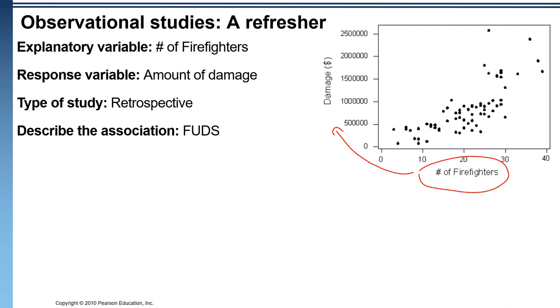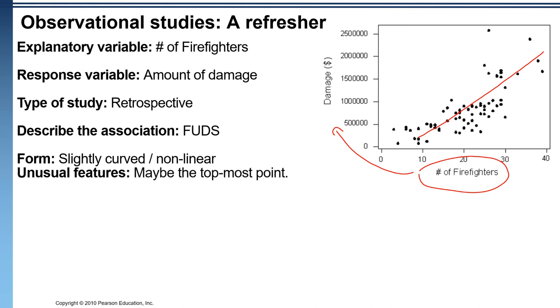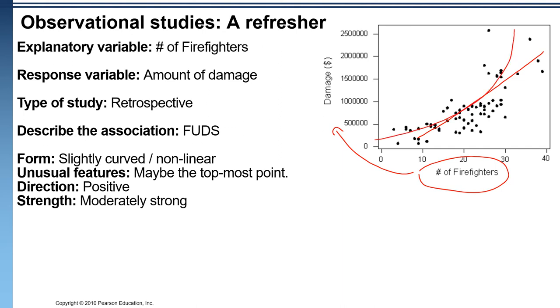If we're asked to describe this association, anytime we're describing a scatter plot, we use FUDS. That stands for form, unusual features, direction, and strength. Form: it's probably slightly curved here, okay, non-linear, although we might be able to straighten it a little bit by eliminating a point up there. We'd really want to look at the residual plot to make a final decision on that. Unusual features, maybe this point up top. It's a positive direction and a moderately strong association.